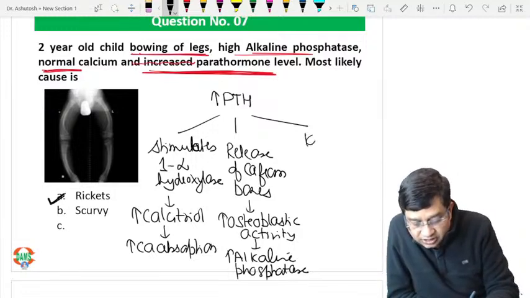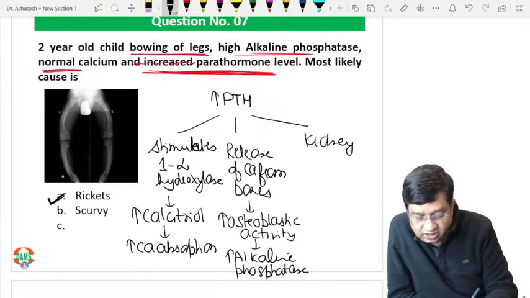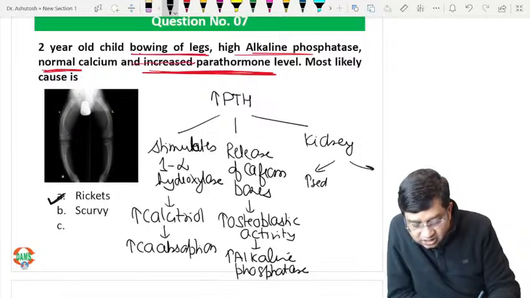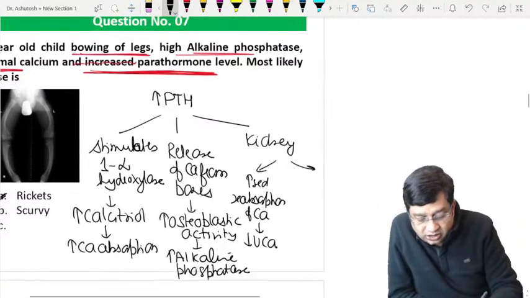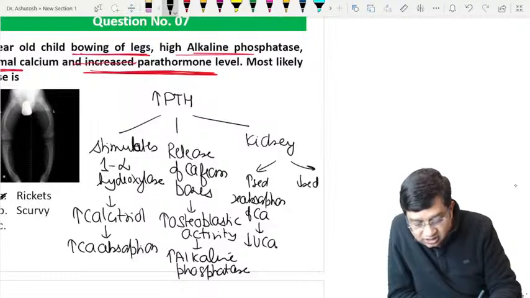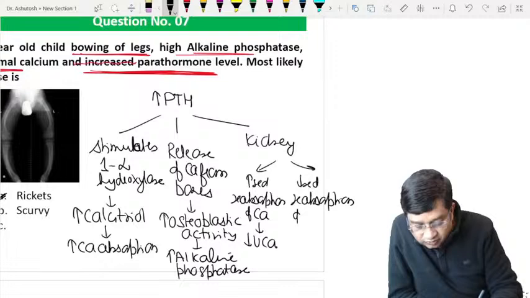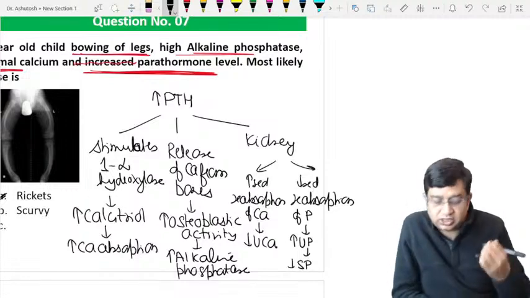Third, PTH goes in the kidney, और किडनी से ये क्या करता है, increased reabsorption of calcium, तो यूरिन कैल्शियम कम हो जाता है. On the other hand, there is decreased reabsorption of phosphorus. तो बेसिकली यूरिन फॉस्फोरस बढ़ता है और सीरम फॉस्फोरस कम हो जाता है.